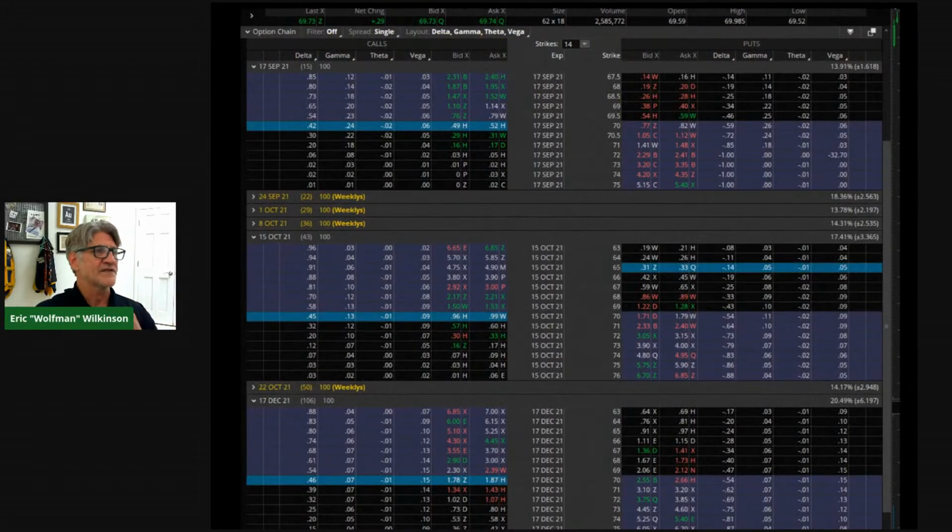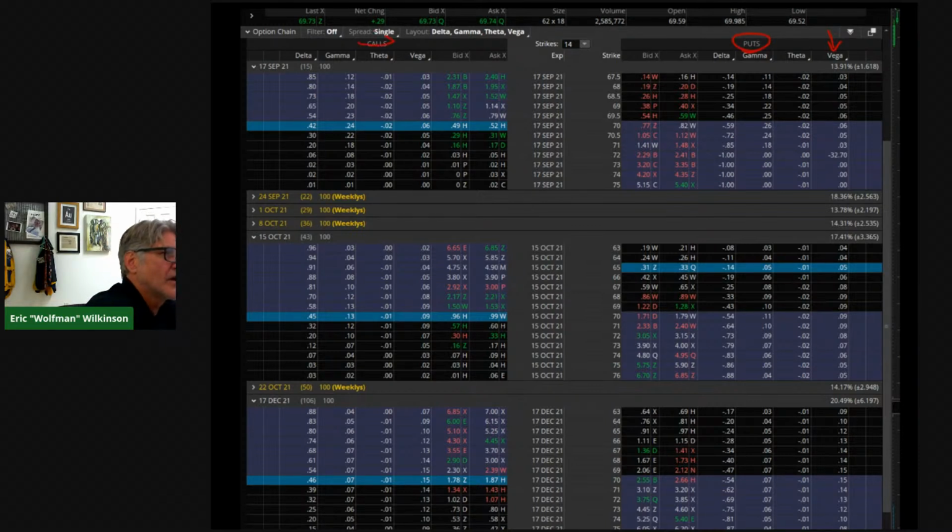The only way to do that is to look at a couple of different places. Now, I don't know what everybody's platform is, but you should have a place in your platform where you see Vega. All right. This is Vega for the puts. And over here on the calls, we have a Vega also. And it runs all the way down. All right. It's all the way down in that column on the calls and the puts. Disregard that. That's because the pricing is so screwed up.